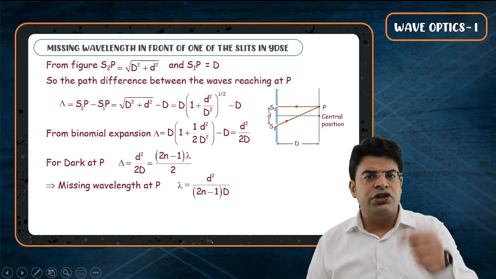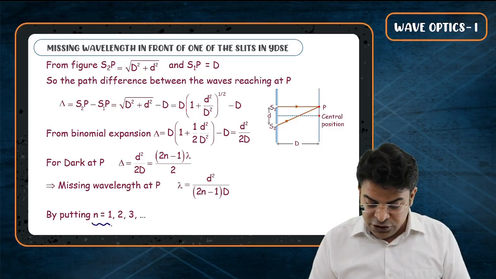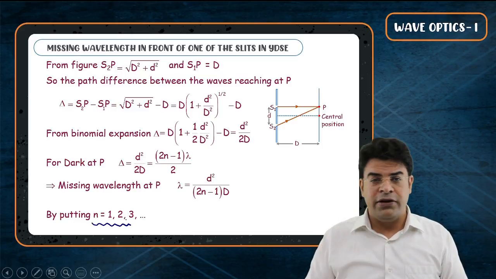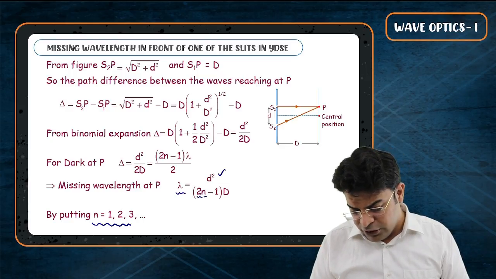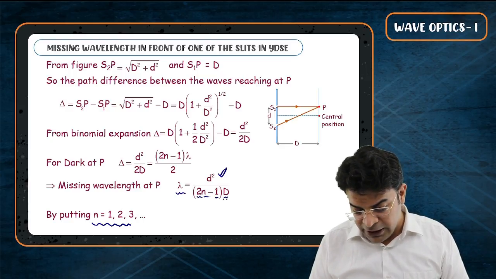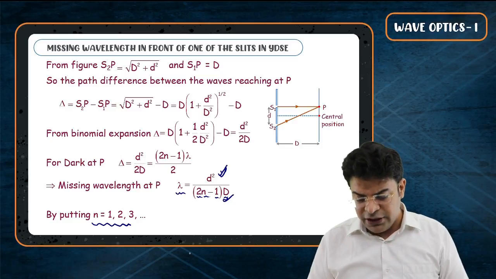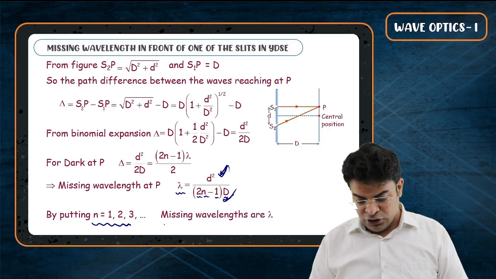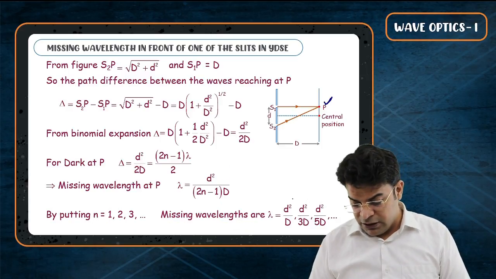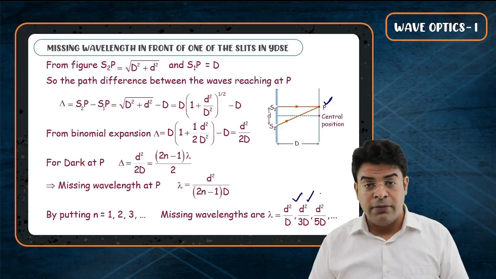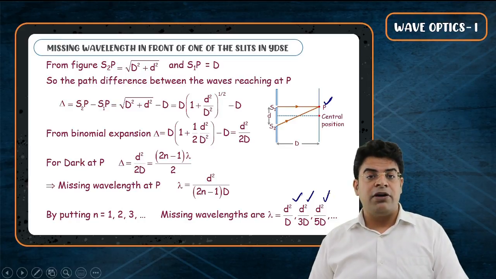Now start substituting the value of n. By substituting n equals 1, 2 and 3, you will see that the wavelengths that are missing will be d square upon 2 into 1 minus 1 into D, that is d square by D, or d square by 3D, or d square by 5D and so on. So the missing wavelengths at this point P will be nothing but d square by capital D, d square by 3 times capital D, d square by 5 times capital D and so on.